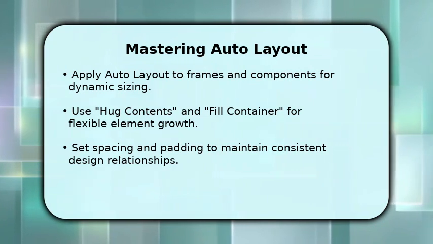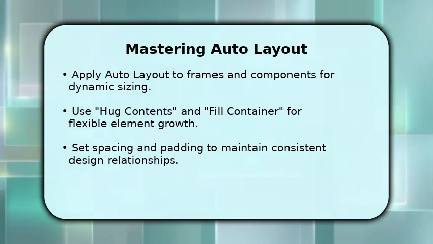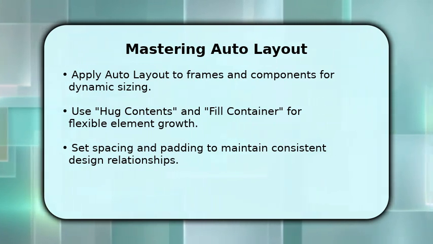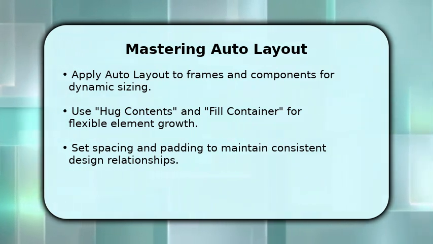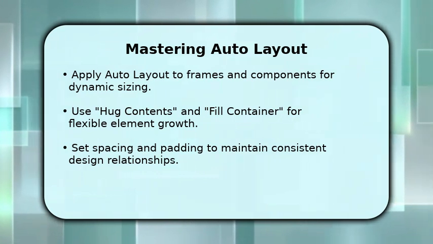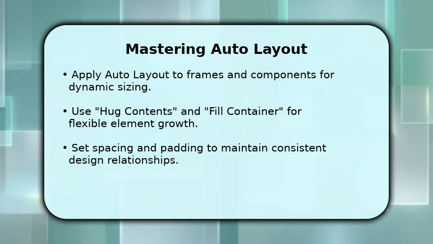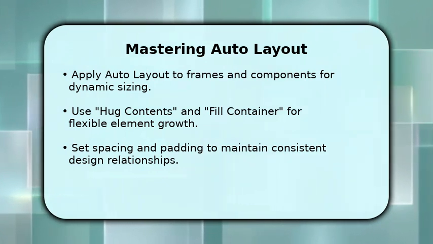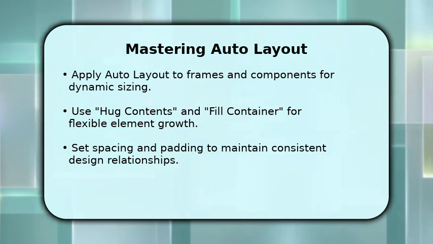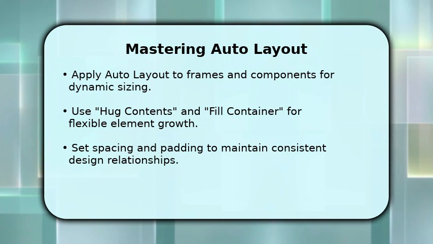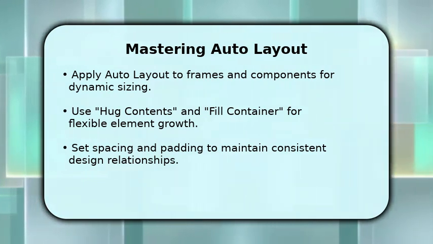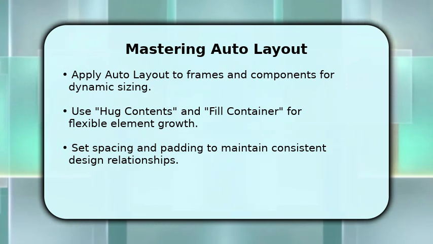Auto layout is your best friend for responsive design in Figma. It allows elements within a frame to automatically adjust their position and size based on their content or the available space. By setting properties like hug contents or fill container, you can ensure your text boxes and images expand or shrink appropriately. Remember to define consistent spacing and padding values, perhaps 8 pixels or 16 pixels, to maintain visual harmony across different breakpoints. Nesting auto layout frames is key to building sophisticated, adaptable layouts.